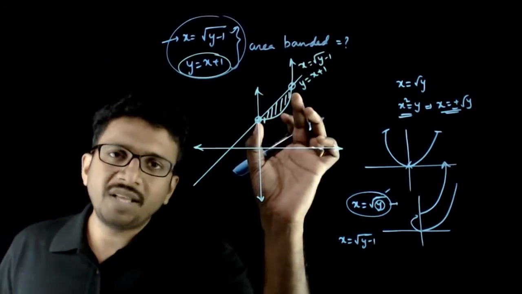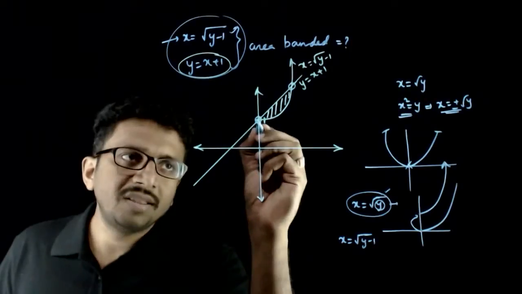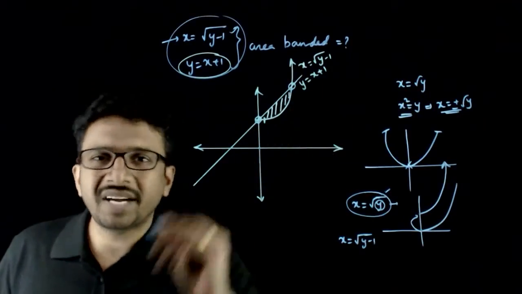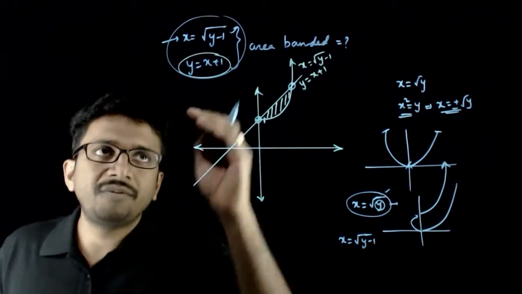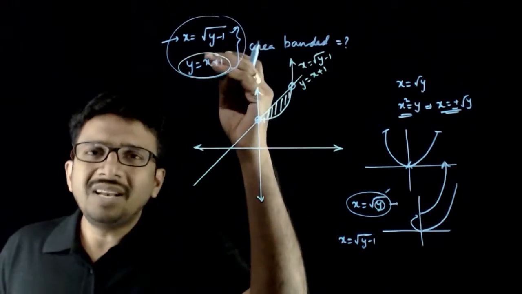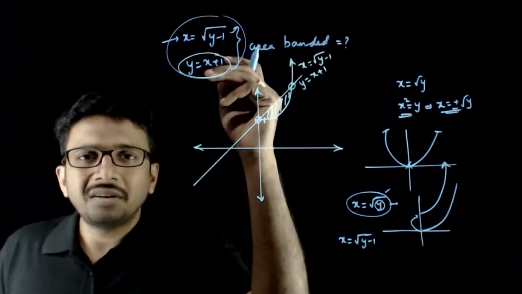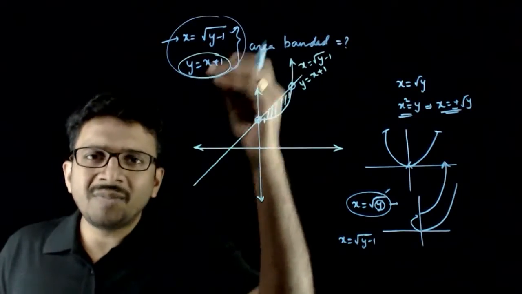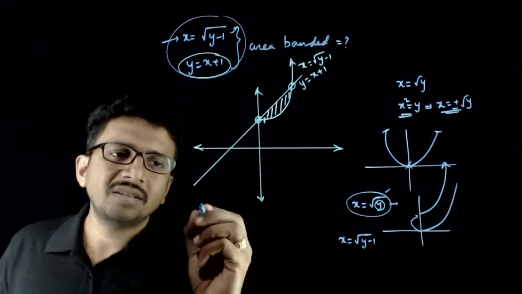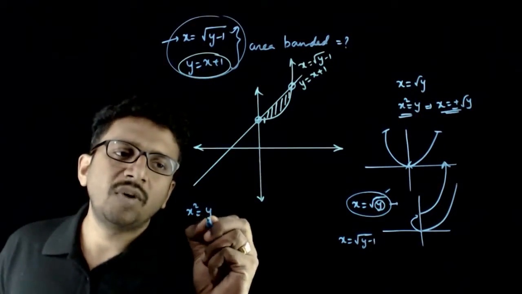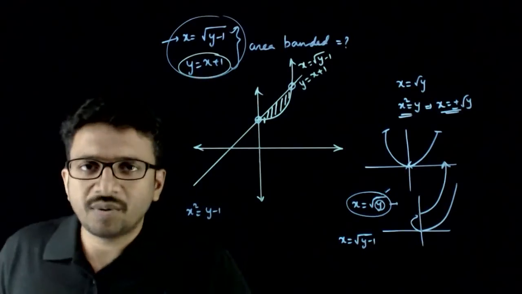So let us first find the points of intersection. We know that this is one point of intersection. We need the second one. So how do you find the point of intersection of these two? We'll try to eliminate one of the variables. y is equal to x plus 1. I'll square the other equation, so x square is equal to y minus 1.